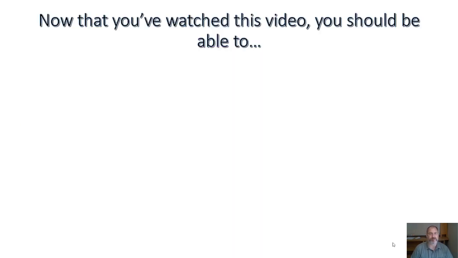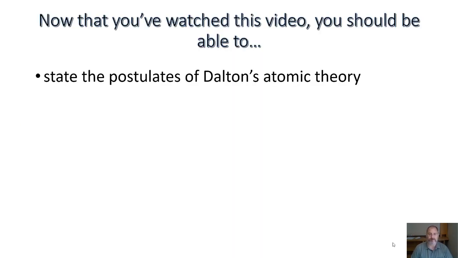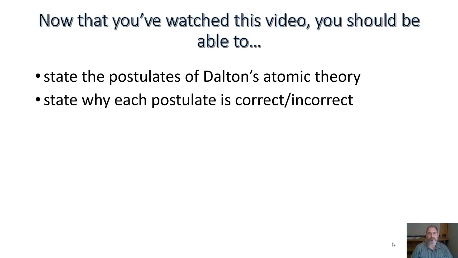Okay, so now that you've watched this video, you should be able to state the postulates of Dalton's atomic theory, and you should also be able to state whether each postulate is correct or incorrect and why that's the case. Now, in chemistry, we're going to be using the concept of the atom an innumerable amount of times. The atom is the cornerstone of chemistry. So being able to picture matter appropriately on the atomic level is going to be really important for us to understand future concepts dealing with matter. So the better that we can understand matter on the atomic level, the better this course is going to be for us. So hopefully you have a better sense now of how to think about matter.